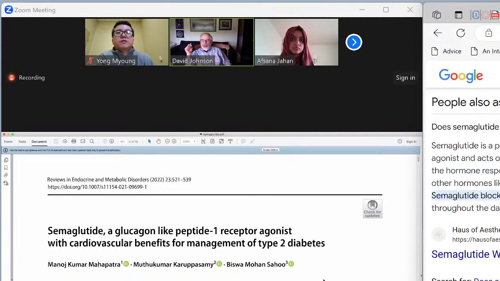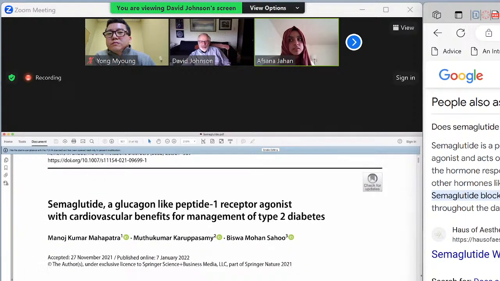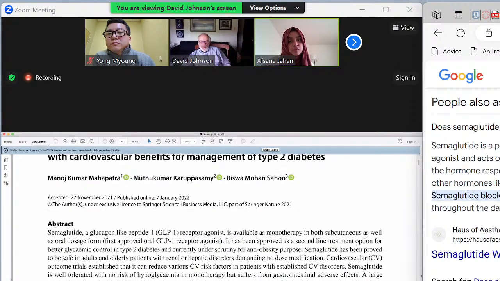The other issue is, of course, do other anti-diabetic drugs induce satiety the way this one does? Do they? No other antidiabetic drug claimed that they induce satiety. Yeah, that's an important point.